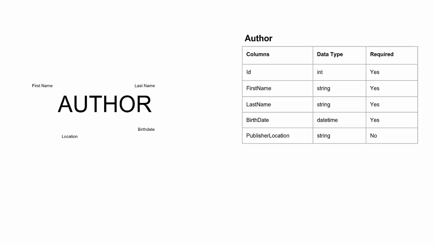But for our example, we're going to create an ID column for the identifier. So each author has a unique primary key, a unique ID. We're going to then put a first name field as a string, last name field as a string, a birth date as date time, and then we'll have a publisher location as a string. I've made first name, last name, and birth date required just because you need all of those to make the person identifiable, and everybody has those three things, and then the publisher location is not required.